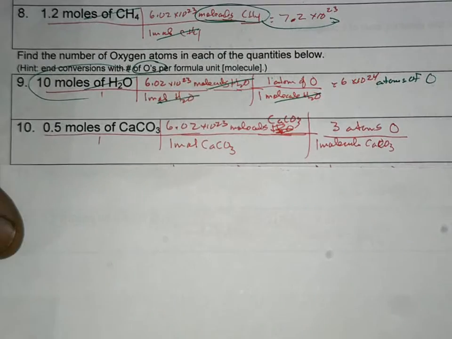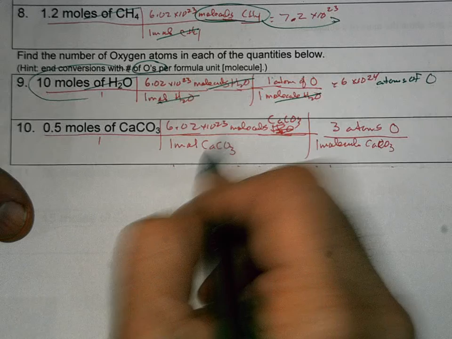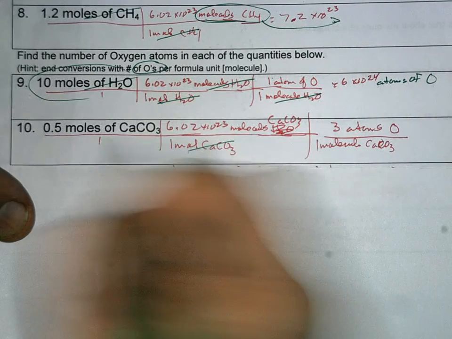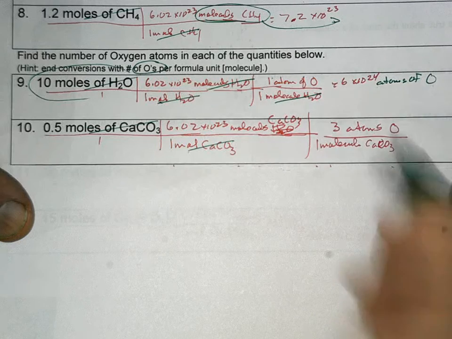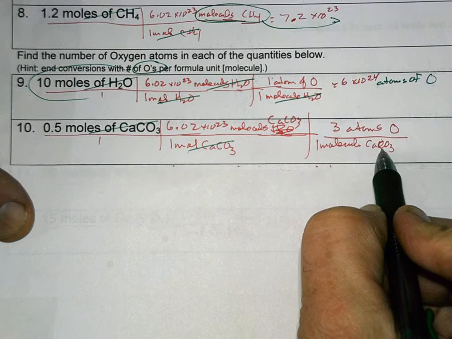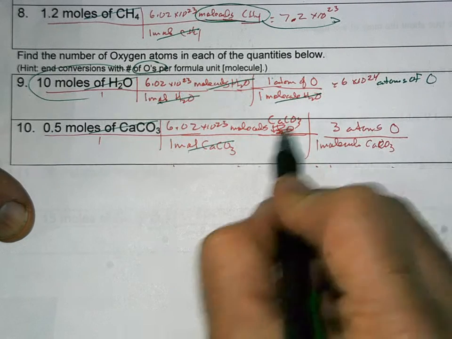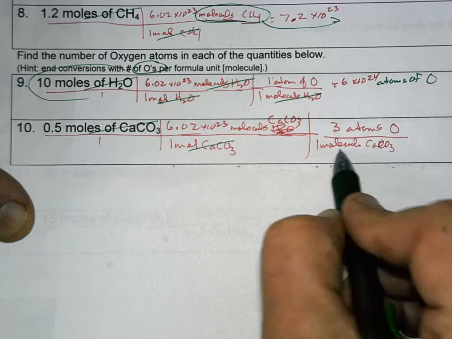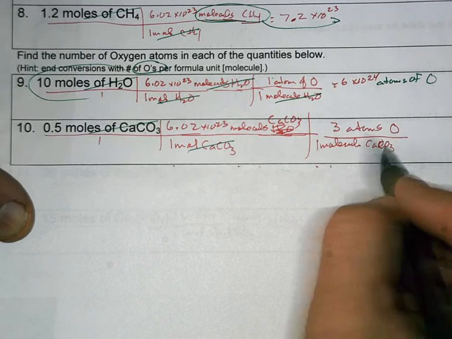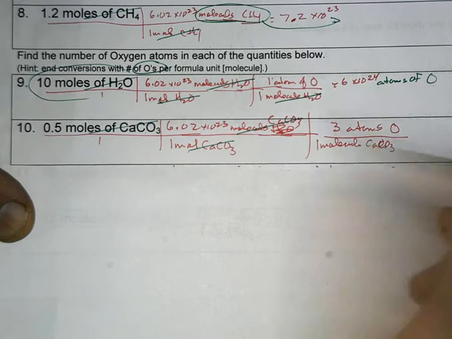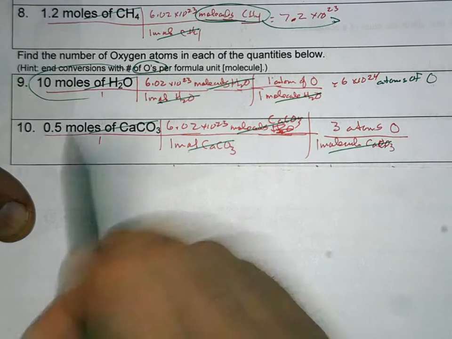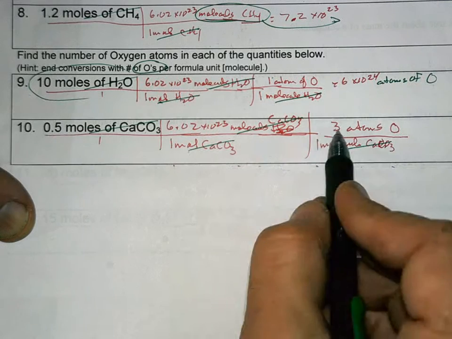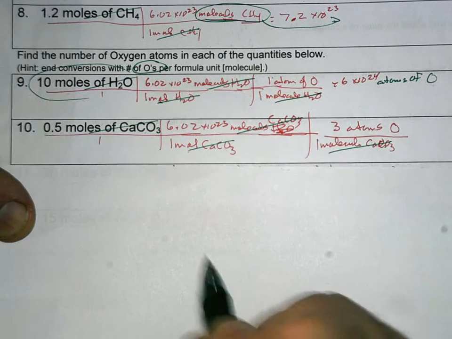Number 10, half a mole of calcium carbonate. Well, 1 mole of calcium carbonate is that many molecules of calcium carbonate. Moles cancel out. In 1 molecule of calcium carbonate, there are 3 atoms. So you've got to make sure, okay, there are 3 atoms of oxygen in every molecule. So we got 1 molecule is 3 atoms. Now we can cancel off molecules here. And our answer is going to be 0.5 times 6.02 times 10 to 23 times 3.